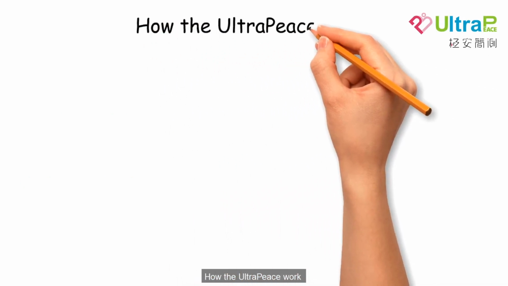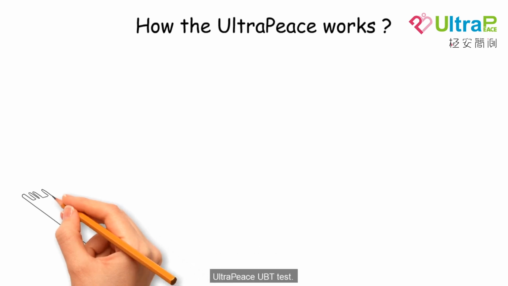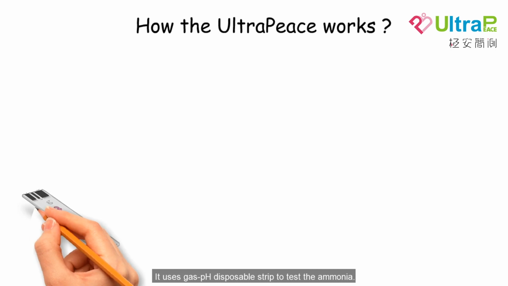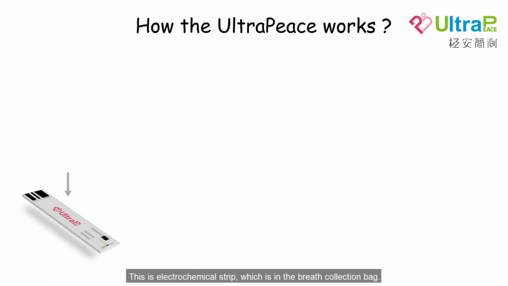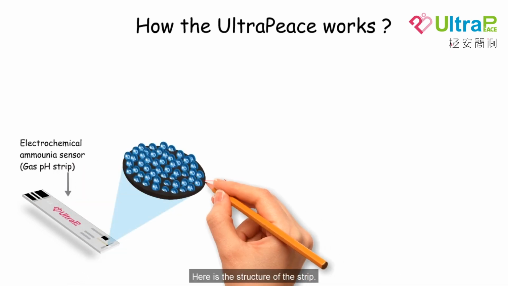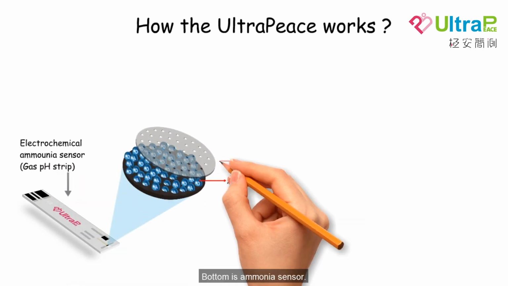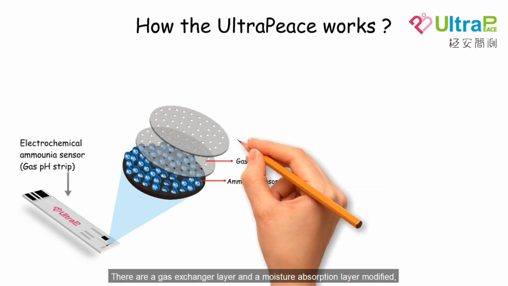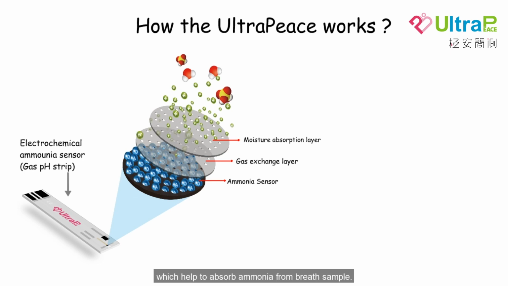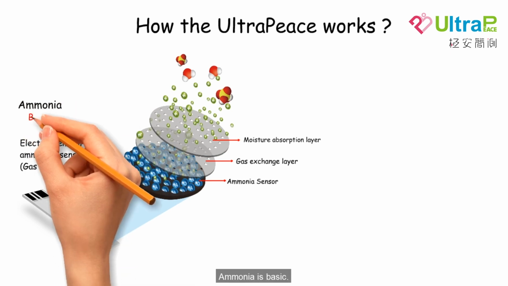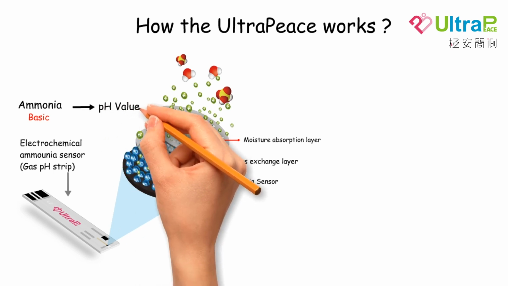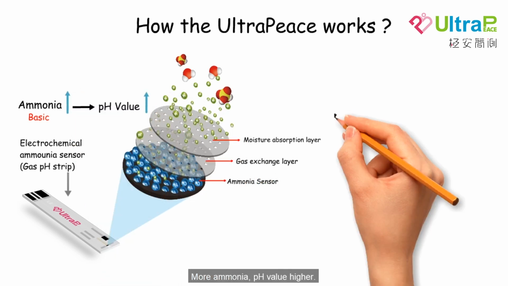How does the Ultrapeace work? The Ultrapeace UBT test uses a gas sensor disposable strip to test the ammonia. This is an electrochemical strip, which is in the breath collection bag. Here is the structure of the strip. At the bottom is the ammonia sensor. There are a gas exchanger layer and a moisture absorption layer, which help to absorb ammonia from the breath sample. Ammonia is basic. We can get the concentration of ammonia according to the pH value. The more ammonia, the higher the pH value.